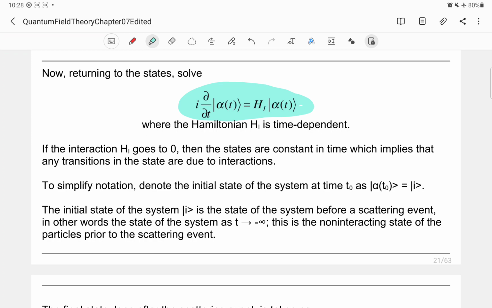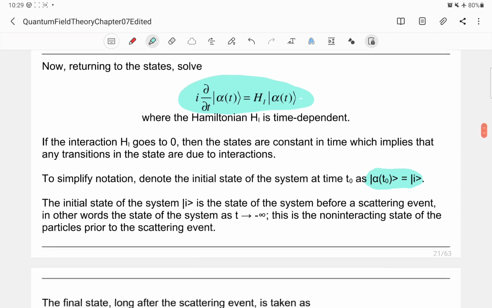So to simplify this notation, we denote the initial state of the system at time t sub 0 as this one, the state I. This is the state of the system at time equals negative infinity. This is the non-interacting state of the particles prior to the scattering event or any event.